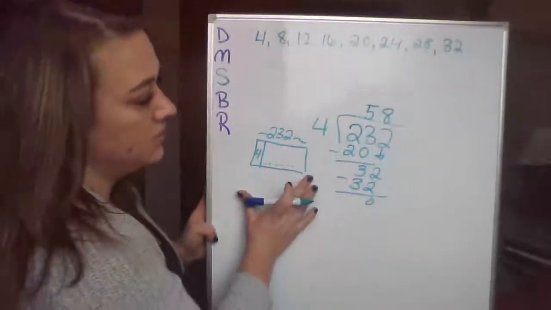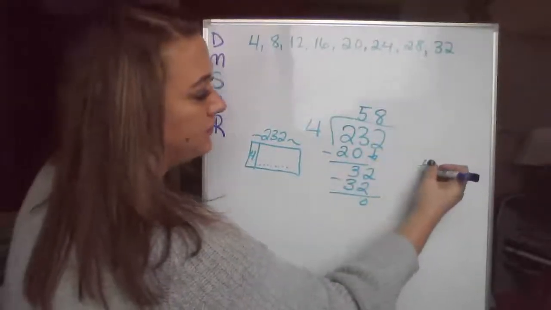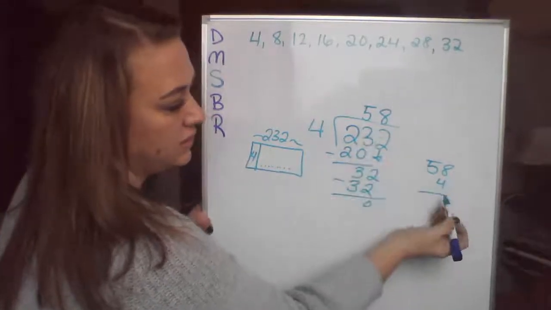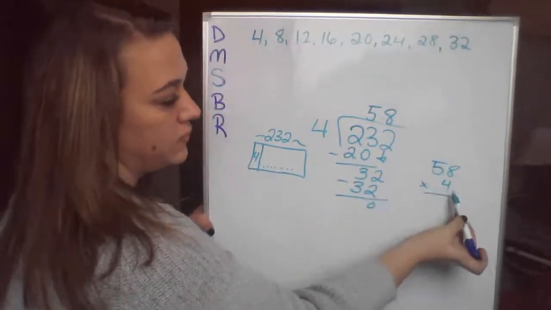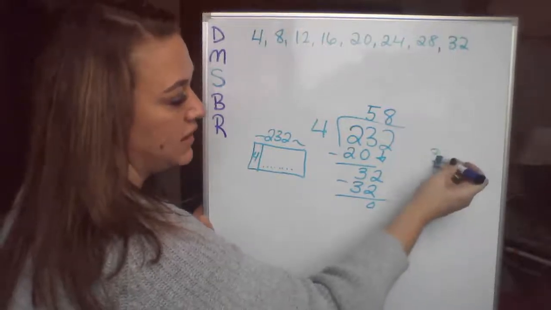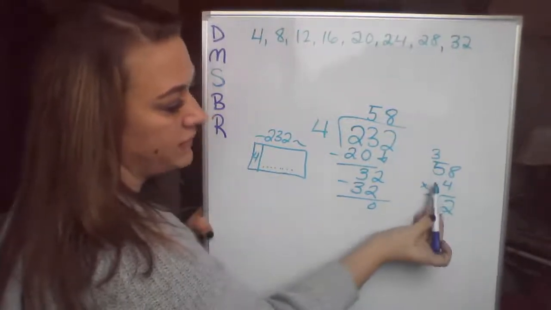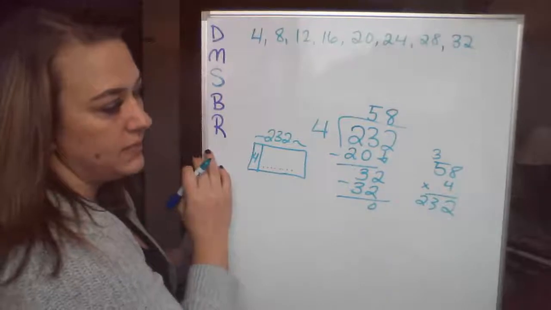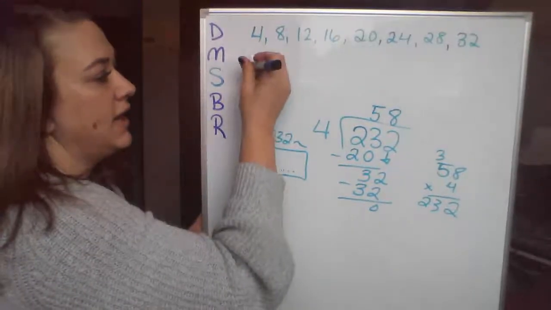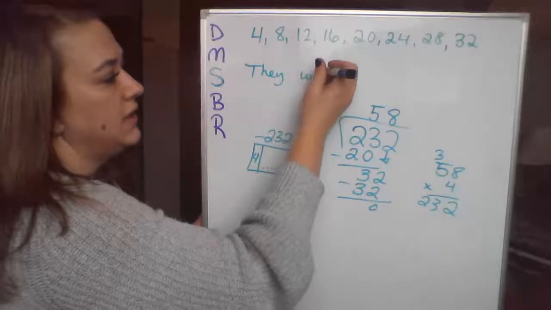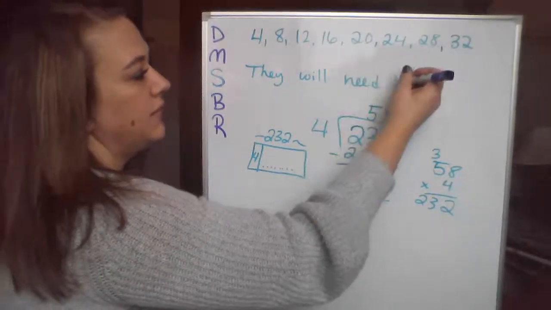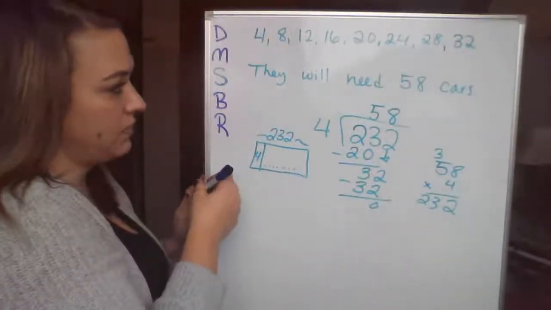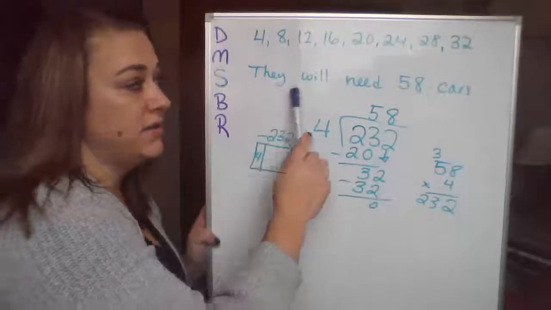But let's double check and make sure we're correct. 58. We're going to multiply it by our divisor of 4 and we should get 232. So 4 times 8 gives me that 32. 4 times 5 is 20, plus 3 gives me 23. So we did our math correctly. So we would say they will need 58 cars.